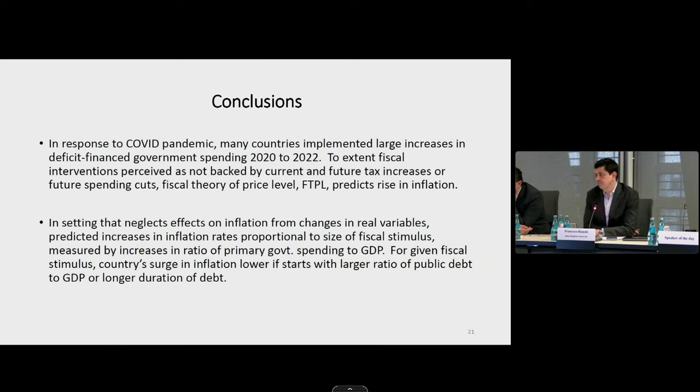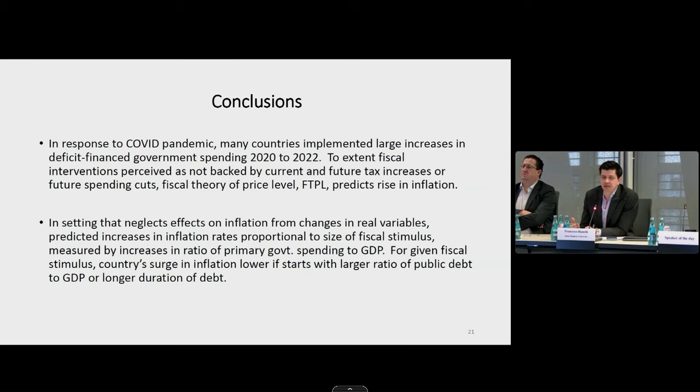So I'm actually essentially done. I'm a little bit ahead of time, but nobody ever complained, especially not for the last speaker of the day. So what we did in this paper is to think about the fiscal stimulus implemented in response to the COVID pandemic and try to think about the inflationary consequences of this fiscal stimulus through the lens of the fiscal theory of the price level.